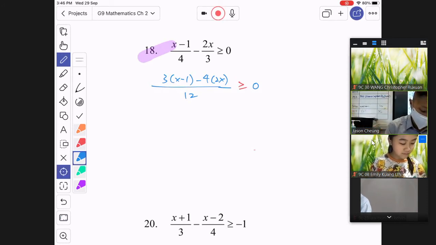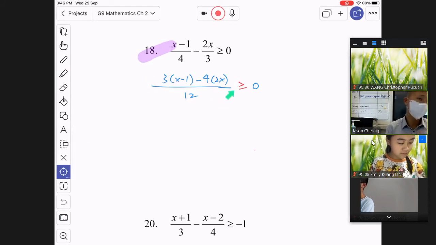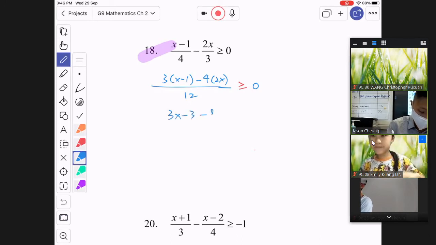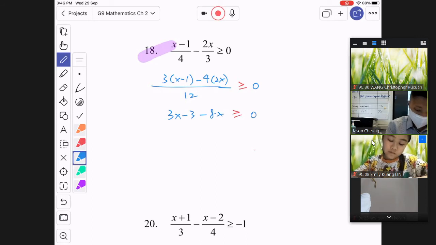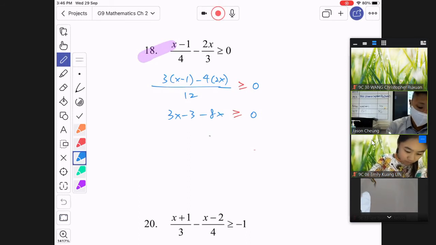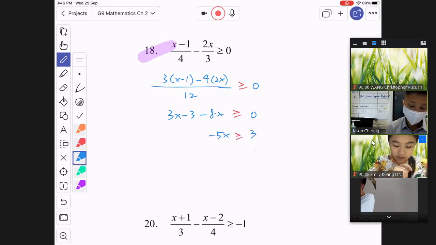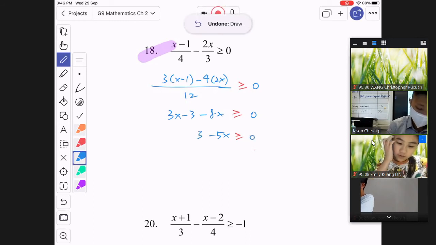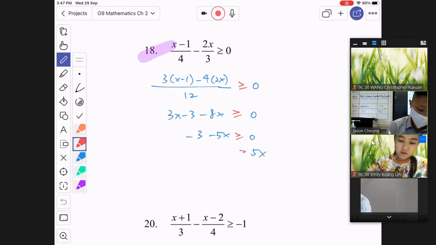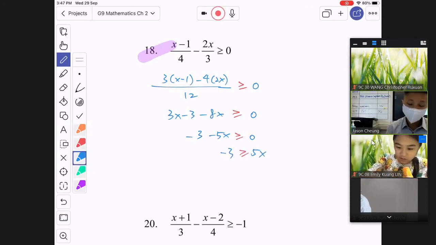And next one, the 12. Right? We multiply by 12 on both sides. 0 times 12, 0. Therefore, 3x minus 3 minus 8x does not change here, 0. Because both sides are multiplied by 12, and 0 times 12 is still 0. All right, and then here, negative 5x, leave it for now, because this part is troublesome. And the next one, the negative 3 goes to here first. And then the negative 5x goes to this side. Do not touch this part, do not deal with it until the end.